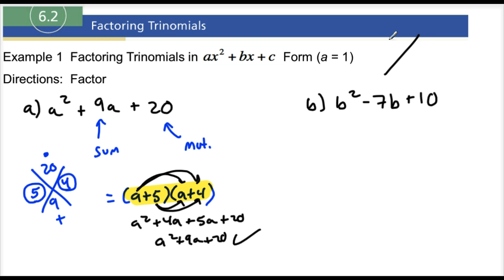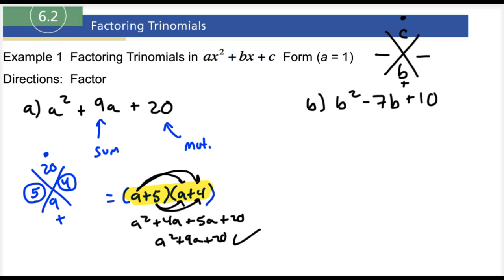So again, this is the process. You make an X, a diamond, and you put the c on top and the b on the bottom. You're trying to figure out two numbers that multiply to get the top, and when you add, you get the bottom. That's what you're trying to find.